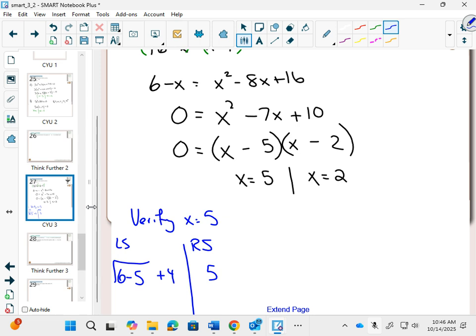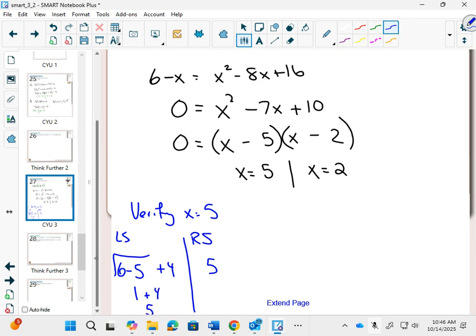Does it work? 6 minus 5 is 1. Square root of 1 is 1. 1 plus 4 is equal to 5. So I can put a check mark by the x equals 5. It absolutely works. And then in green, I'm going to verify x equals 2.